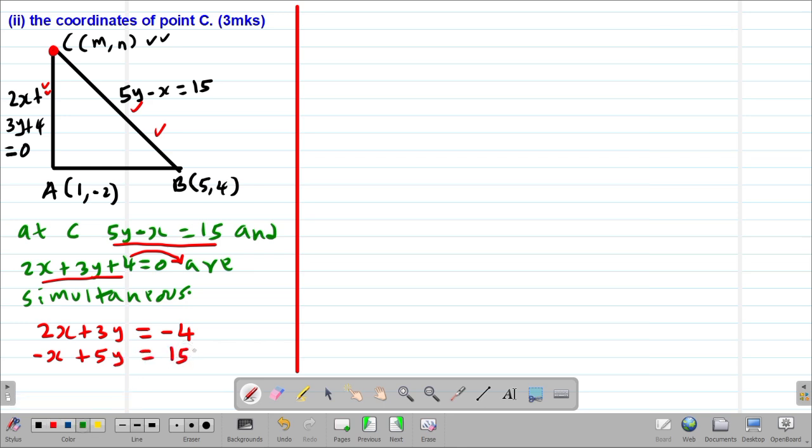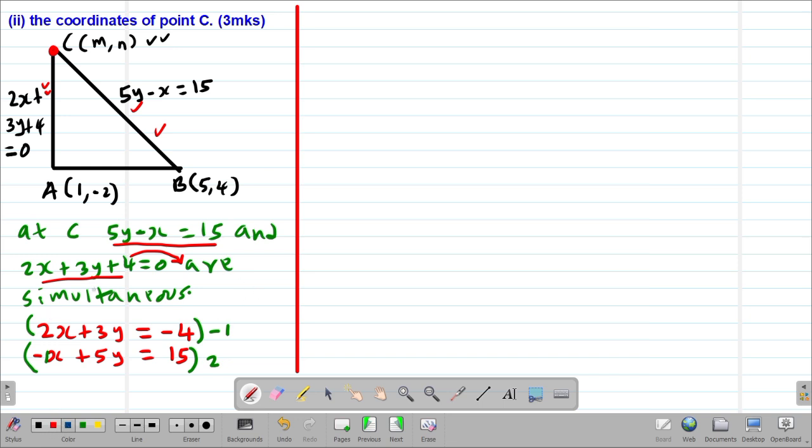So to solve this, I'll multiply. I want to eliminate the x. Therefore, to achieve that, remember here the coefficient is negative 1. So I'll multiply the first equation by negative 1 and the second equation by 2, so that I'll end up having the following.